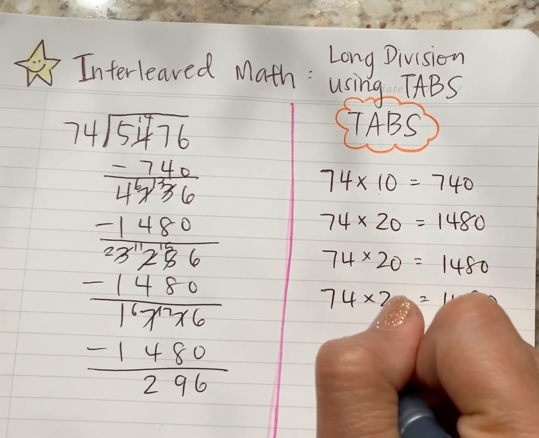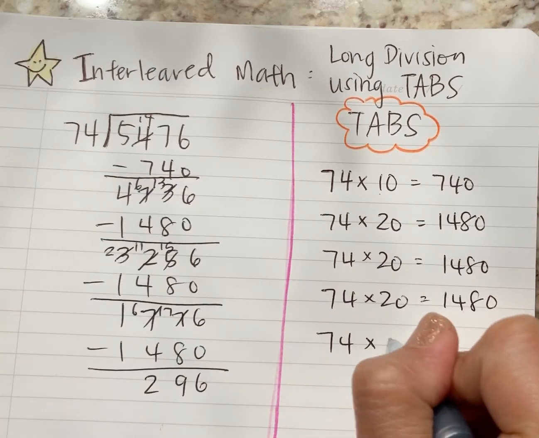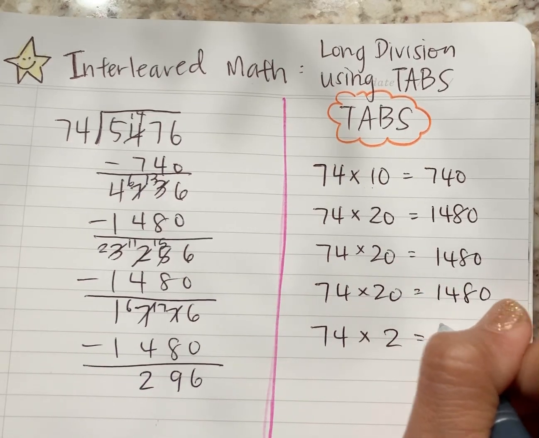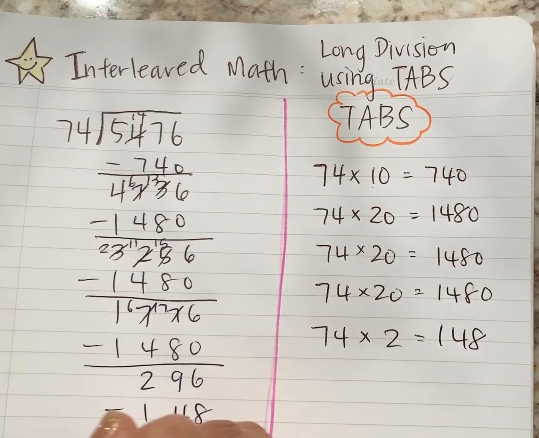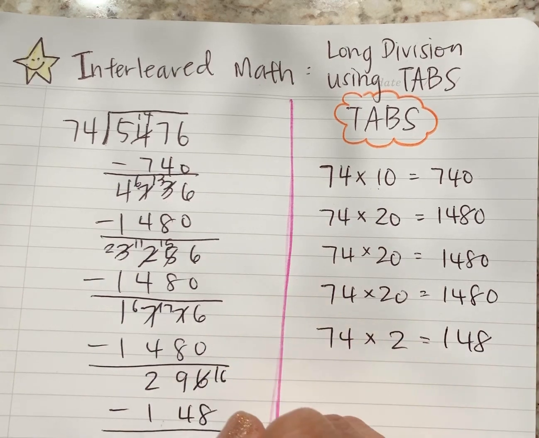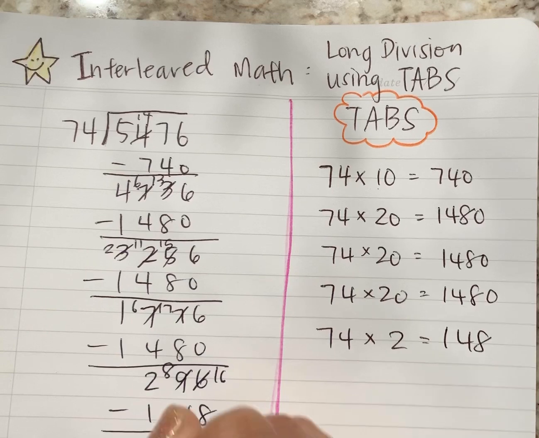296 left. So I'm going to do 74 times 2. That seems pretty simple. All right, so we got 148. We're going to subtract 148. 16, 8, 8, 4, and 1.